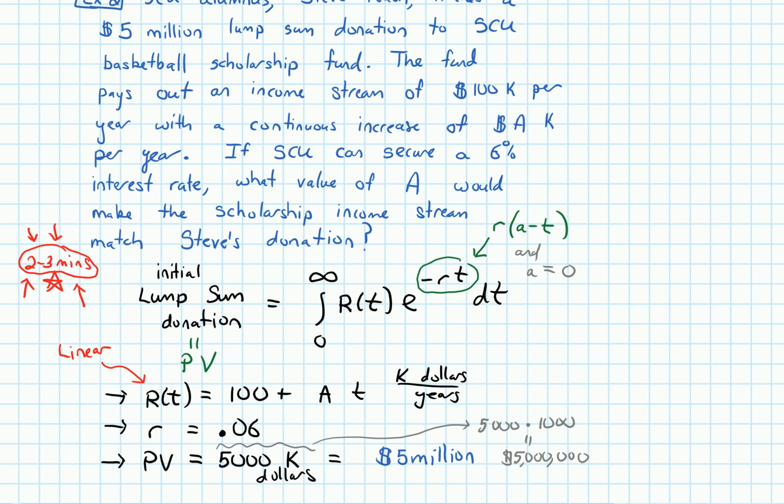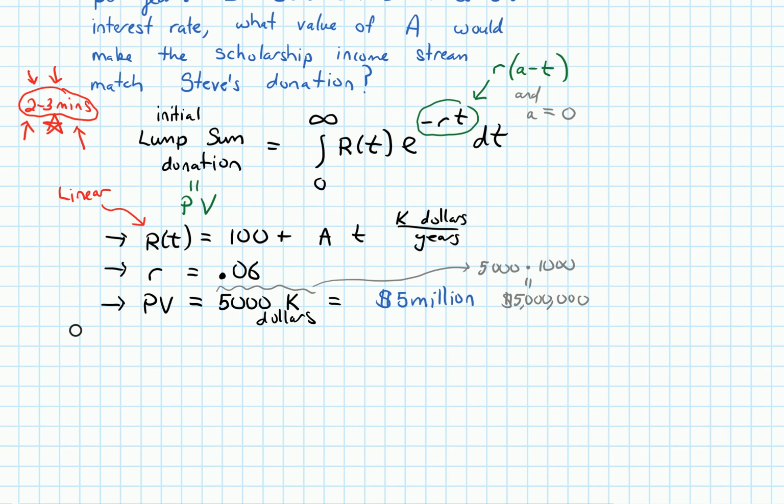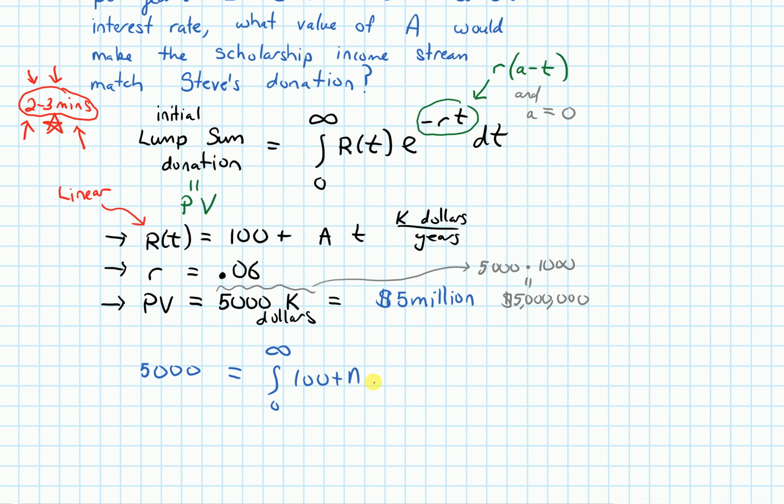Okay, so now that we know these values, let's plug into our equation. That's going to give us the present value on the left, so I'll write 5,000 on the left. I'm already keeping in mind that the units are K dollars, thousands of dollars. And this equals the integral from 0 to infinity of R of t, so 100 plus At, times e to the negative r, so negative 0.06 t, dt. Okay, so I got this equation that I'm going to need to solve for A.